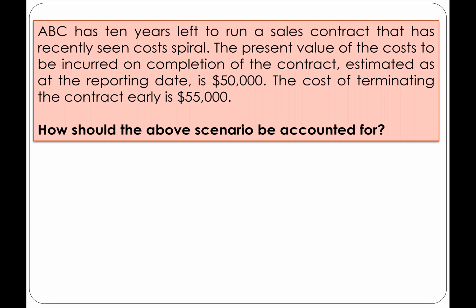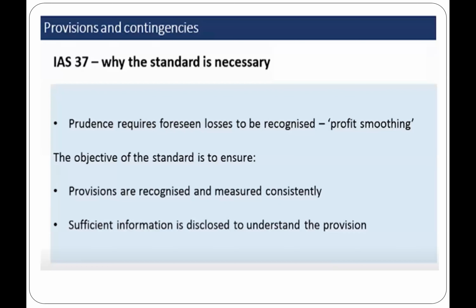That's basically what we are required to know. Right, then, so to wrap up this standard, why is this standard necessary in financial reporting? So we know of the prudence concept, which we can basically summarize with the analogy: we must not count our chicks before they hatch. It's better to understate our income than to overstate it, or it's better to overstate our expense than to understate it. So prudence requires foreseen losses to be recognized.